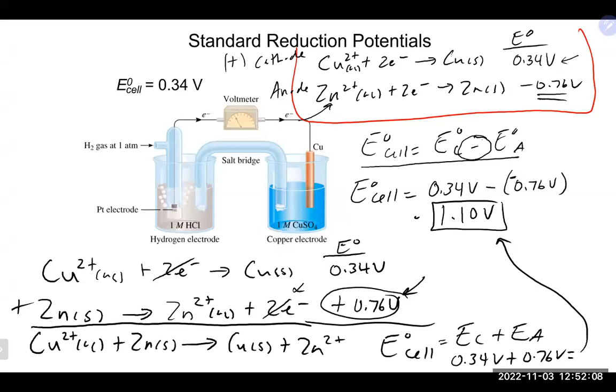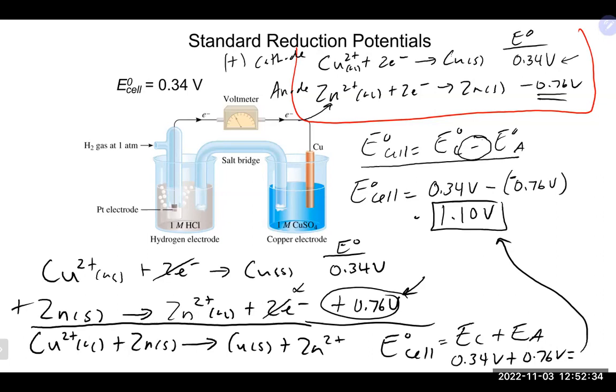No, you need to always, because the SRP values are all standard reduction potentials. Every single reaction you see in that table is going to be the reduction one, which means every reaction in that table is perfect if you're dealing with the cathode. But when you're dealing with the anode, the reaction in that table is backwards. So you've got to flip them.